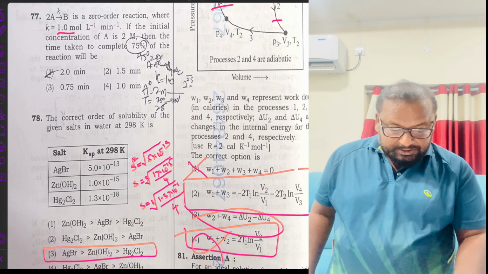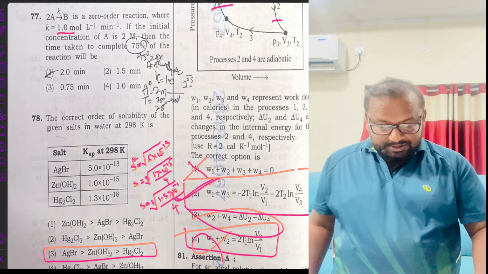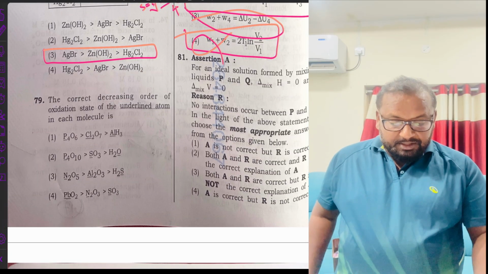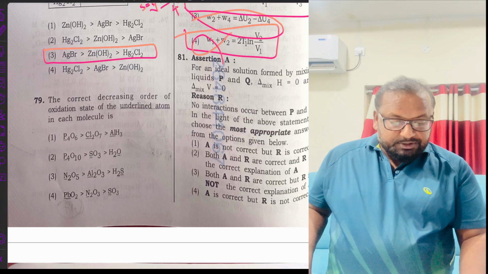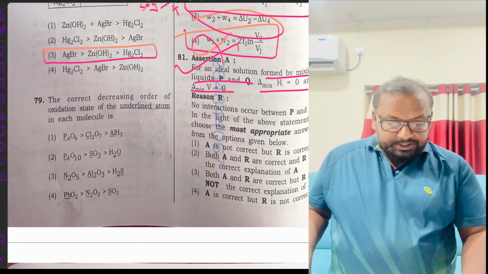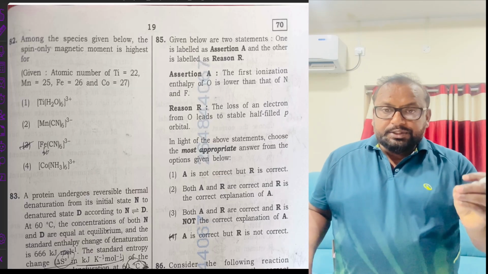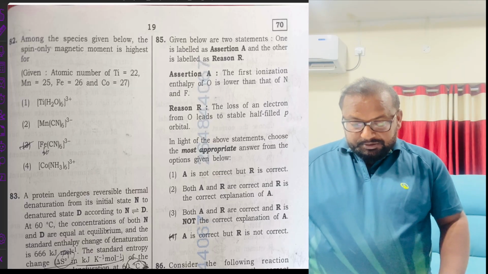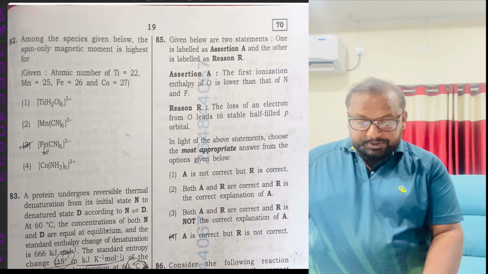Exactly, the second option is the answer for the question. You can also go into the details. 81. For ideal solution for mixing of liquids P and Q, delta H equals 0, delta V equals 0. True. No interactions, both are correct. Correct explanation. 82. Which among the species will have highest magnetic moment?